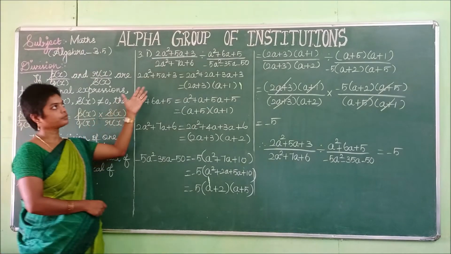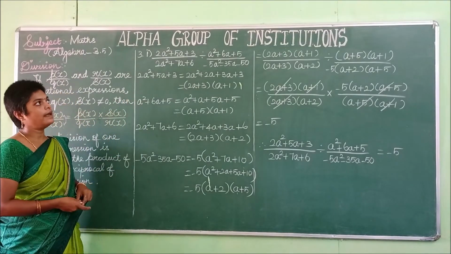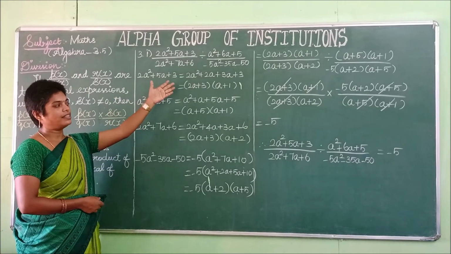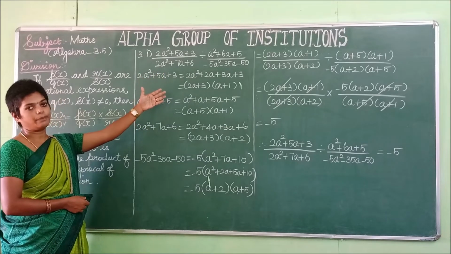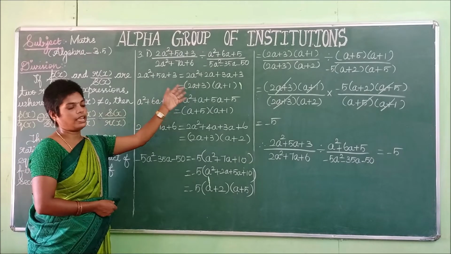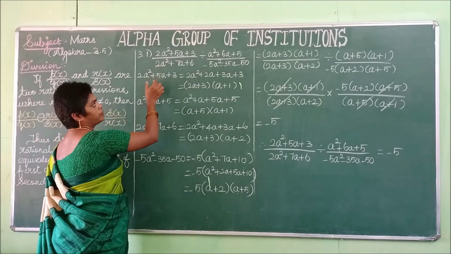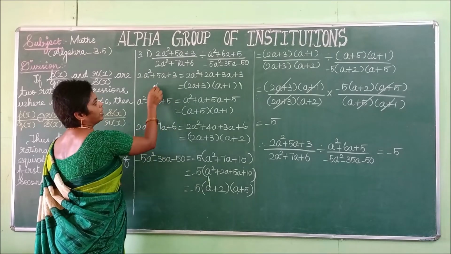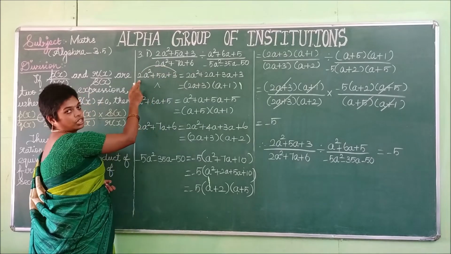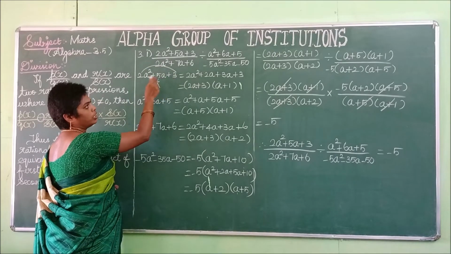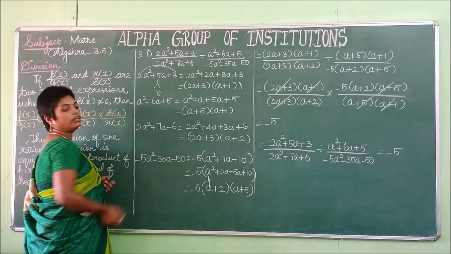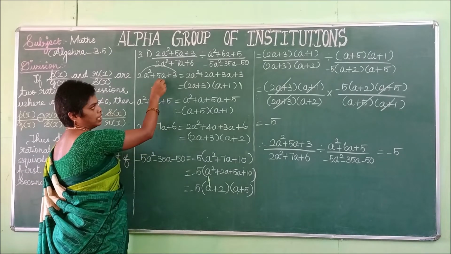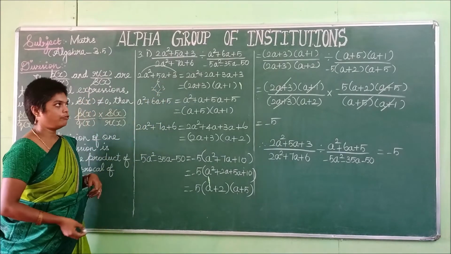Listen to the problem. 2a squared plus 5a plus 3 divided by 2a squared plus 7a plus 6, divided by a squared plus 6a plus 5 divided by minus 5a squared minus 35a minus 50. So take separate terms. The first term is 2a squared plus 5a plus 3. Multiply the coefficient of a squared with the constant term. So 2 threes are 6. If you add the numbers, you get the value 5. So what is that value? 2 into 3. 2 threes are 6. If you add both numbers, you get the value 5.